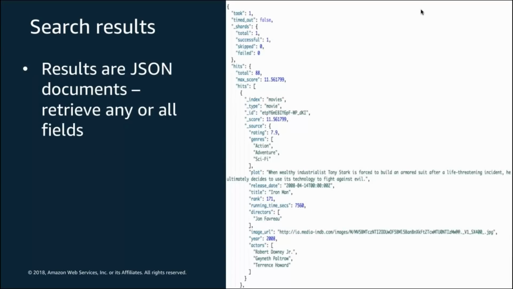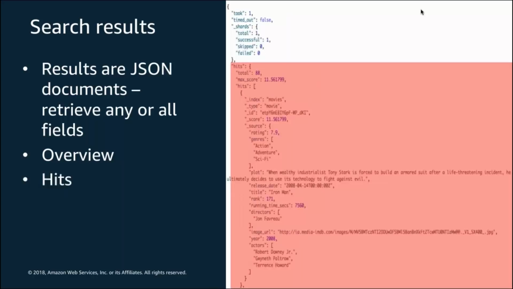The search results also come back, and those are also in JSON. There are two main pieces of the search results. At the top, we have a bit of metadata that tells me the query didn't time out, how many of the shards responded to my query, and whether any were skipped or failed. So that's just metadata, and how long it took. And then we have the meat of the results, which is the set of hits.